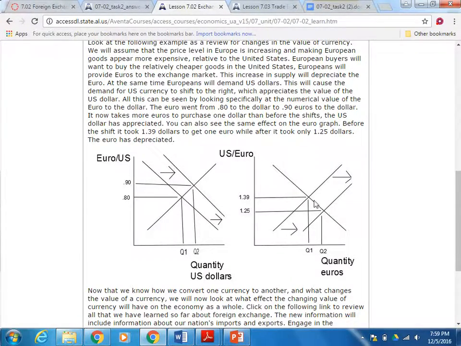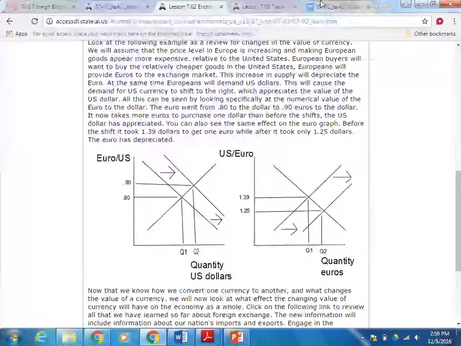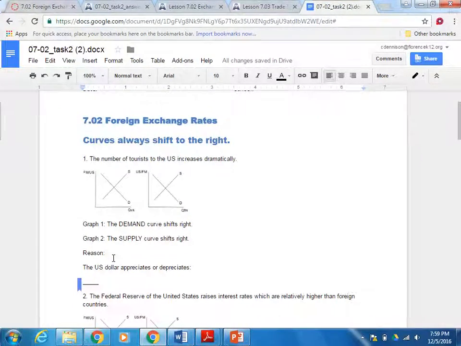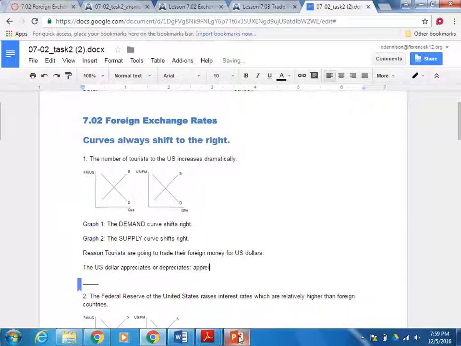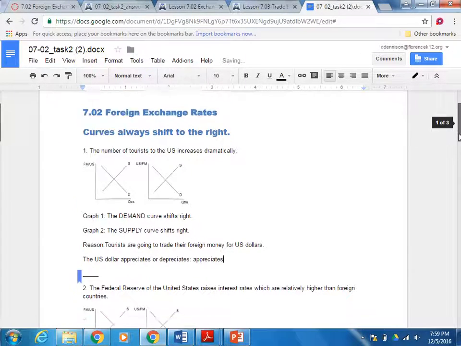Now there's an increase in supply. The supply curve is shifted to the right. We're supplying more US dollars now, so the US dollar is going to depreciate. Basically, if it's anything like this, this is really tricky. It really is. So I hope that helped and maybe explained some things a little bit.